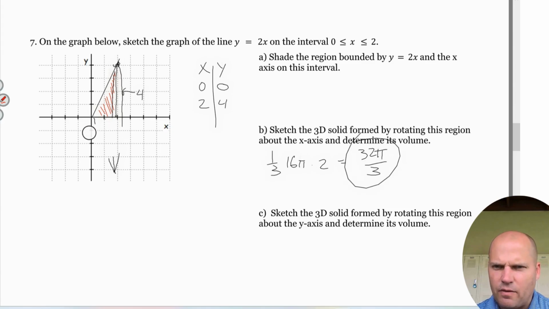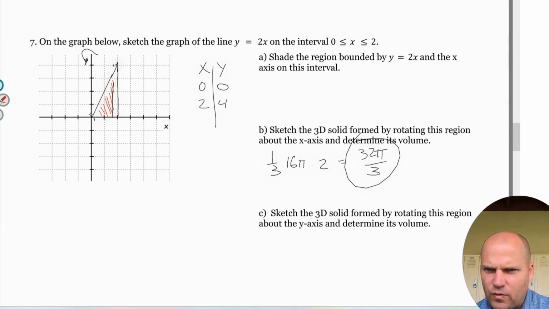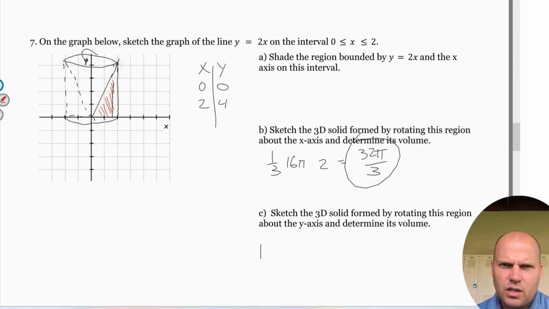What would happen if I revolve this around the y-axis? Well, it gets harder because if you spin this around the y-axis, this gets reflected over here, and it creates a cylinder with a cone cut out of the inside. So the cylinder is pi r squared.